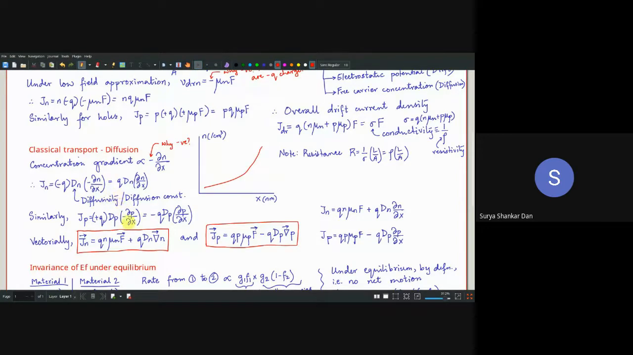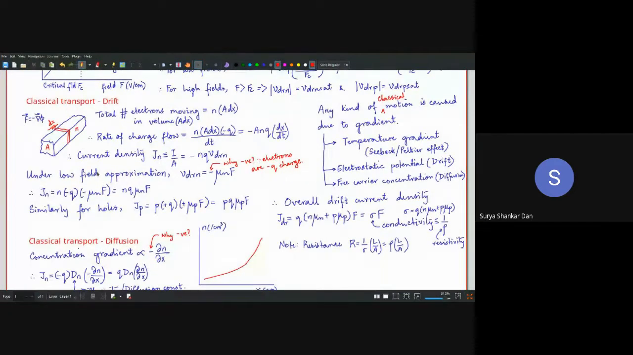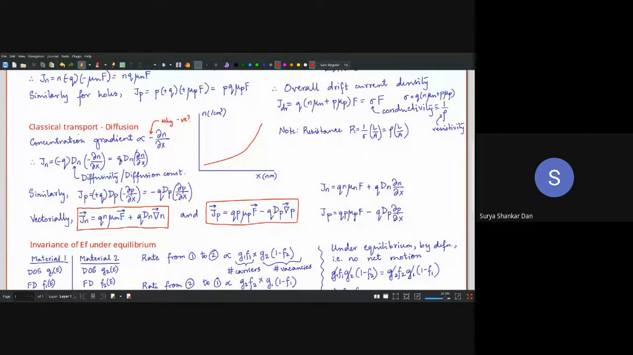So this diffusion is a classical transport. In the first case, electronic charge was an important factor because it is drift, and drift means field. Field is essentially where the concept of charge comes in. In case of diffusion, the concentration gradient concept does not bring a negative here. Of course, the current will be essentially dependent on the electronic charge. Here it becomes minus q, and for holes plus q comes in. In interviews, there is a very important question: for diffusion current, for electrons it is positive, and for holes why is it negative?